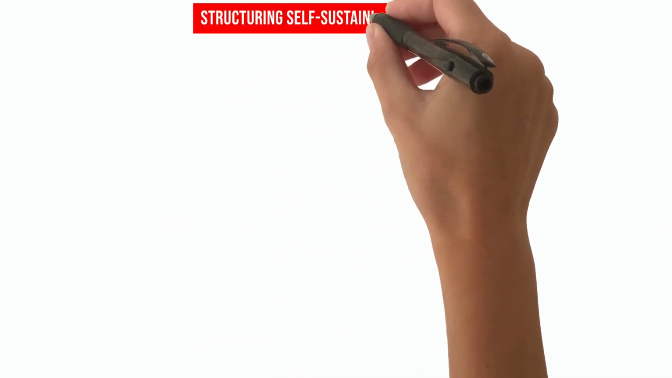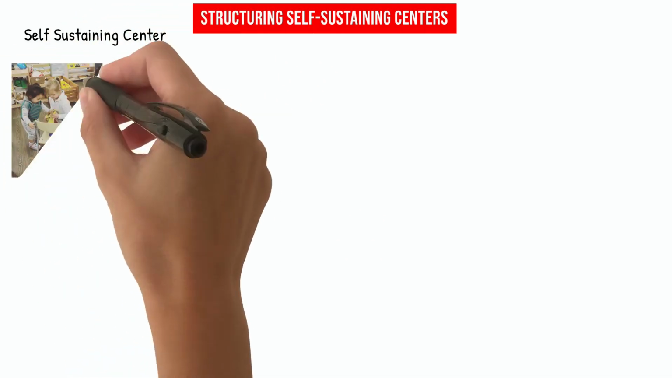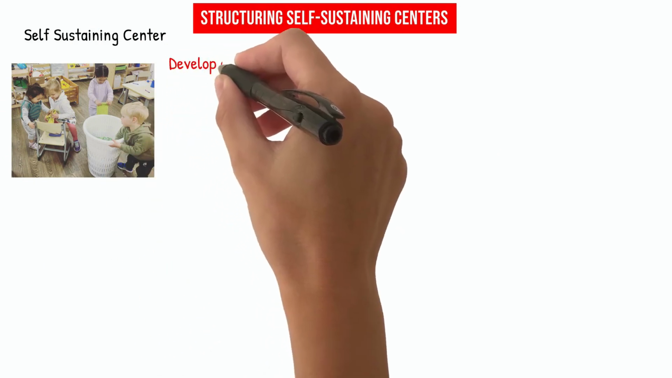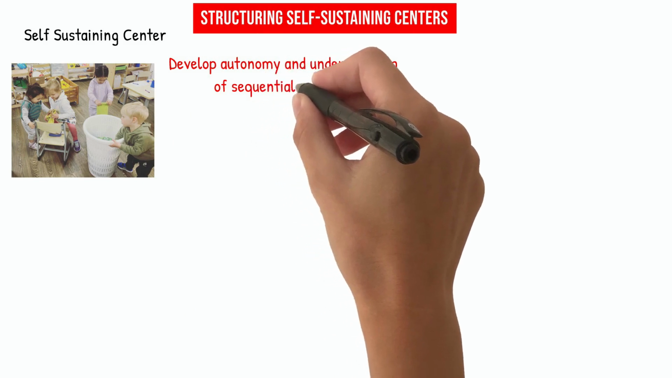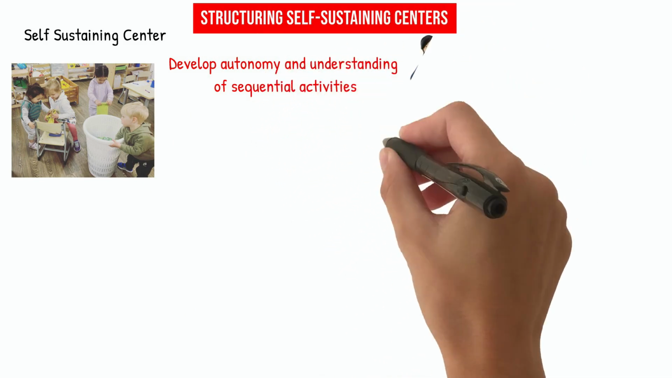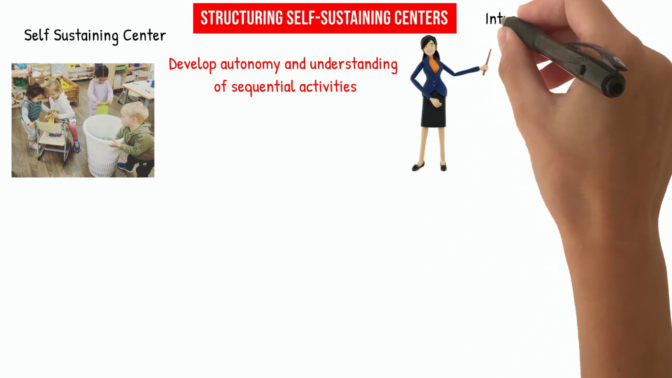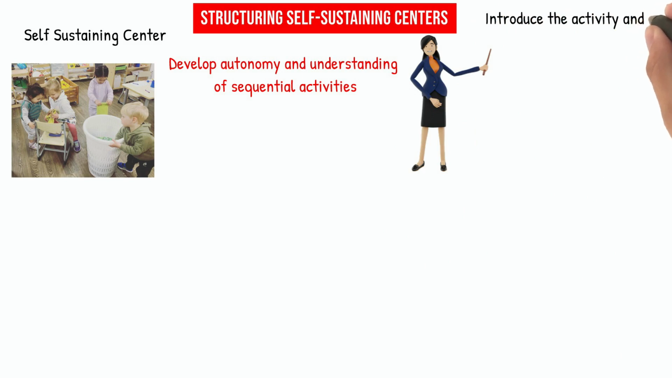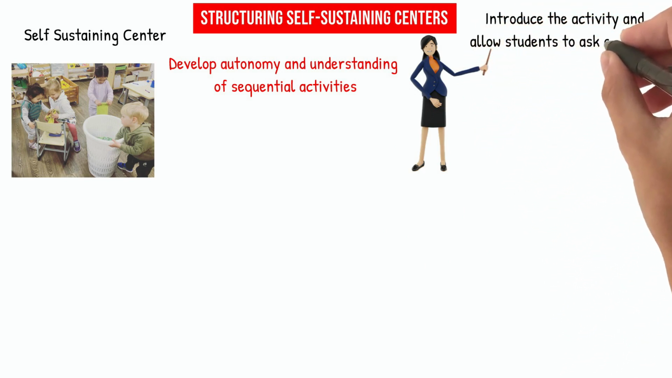Structuring self-sustaining centers. A self-sustaining center is a place where students can direct their learning without the need for outside support. The purpose of these centers is to help children develop autonomy and understanding of sequential activities. To use the materials in the center, teachers should introduce the activity and allow students to ask questions. Teachers should also remind students to use the materials cooperatively and keep resources in the center for others to find.